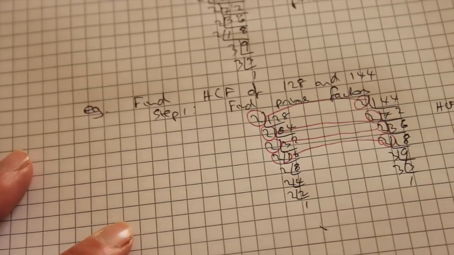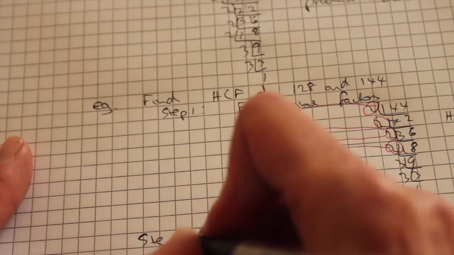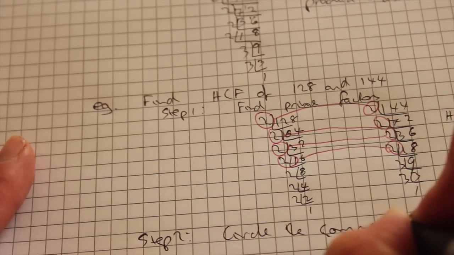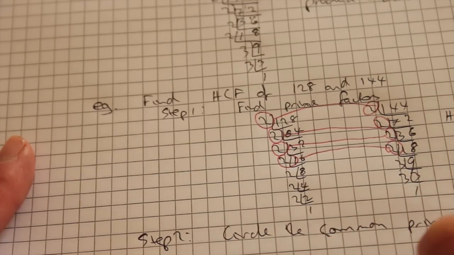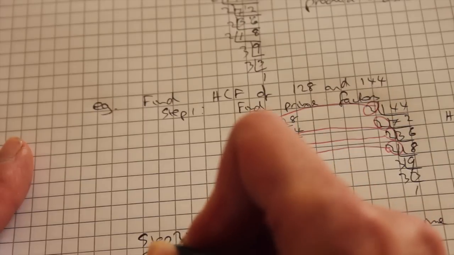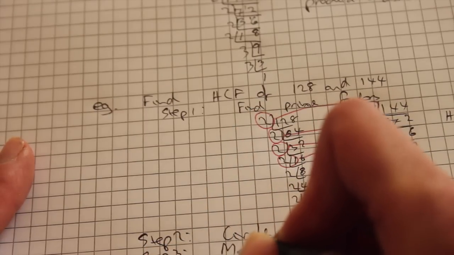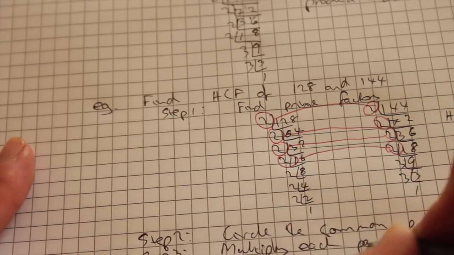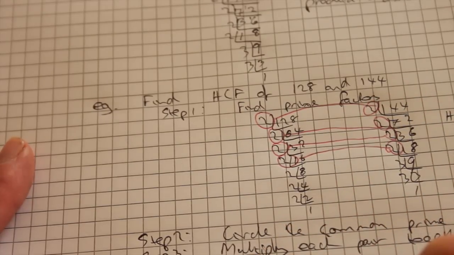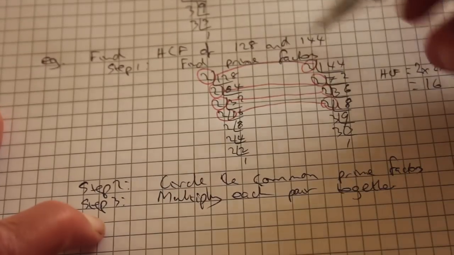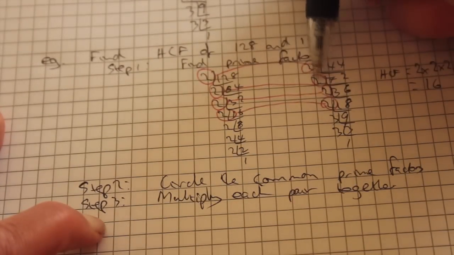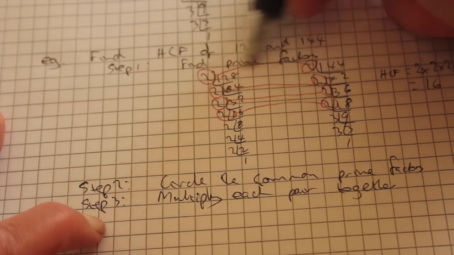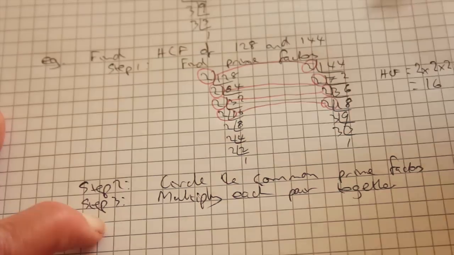So step 1 is find the prime factors. Step 2 is to circle the common prime factors. And step 3 is to multiply each pair together. Now, I want to draw your attention here to something that you don't do. You do not go 2 times 2 times 2 times 2 times 2 times 2 times 2 times 2. You only include the 2 once. So it's 2 times 2 times 2 times 2.